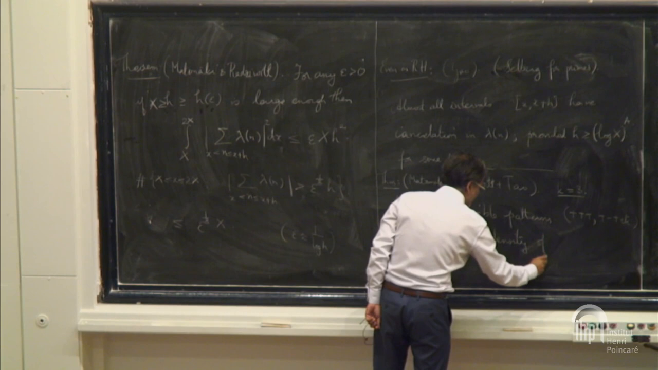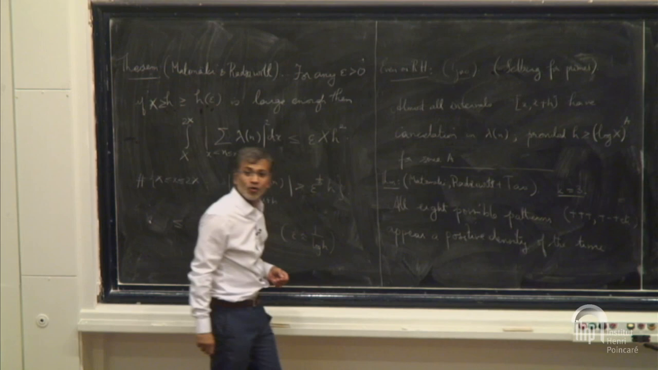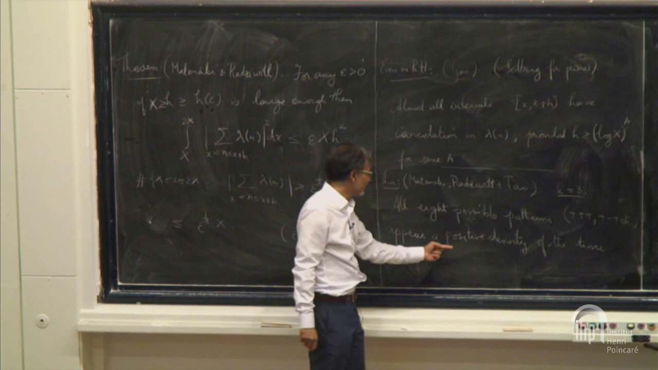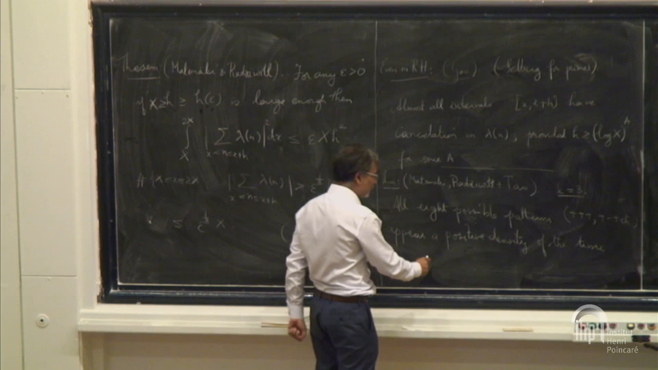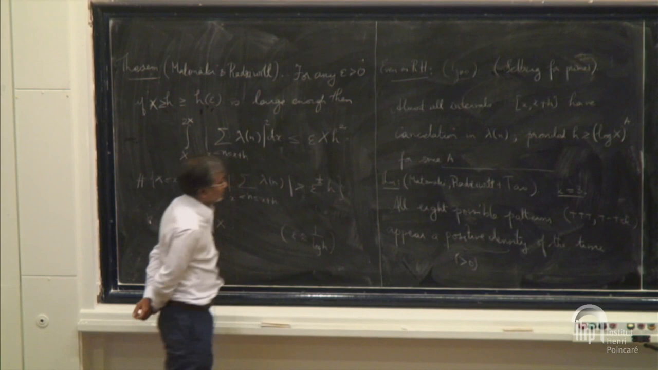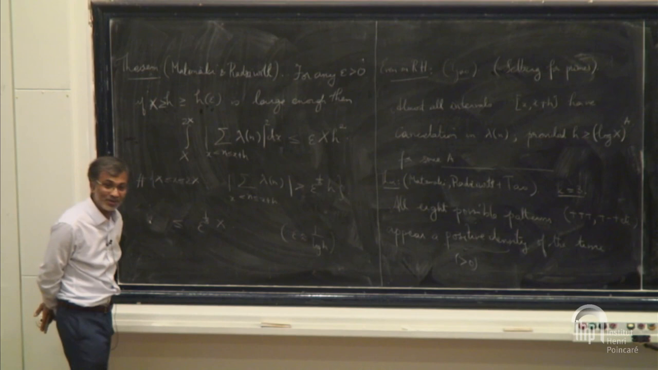So we expect the density to be 1/8 for each one of these patterns, which we don't know how to prove, but we can at least prove that the density is positive. Over lunch, I learned that in France, this is a meaningless statement, because I don't mean non-negative here. I do actually mean strictly positive. So maybe in France, this would be true without the strictly positive for every value of k, not just for k equals 3.